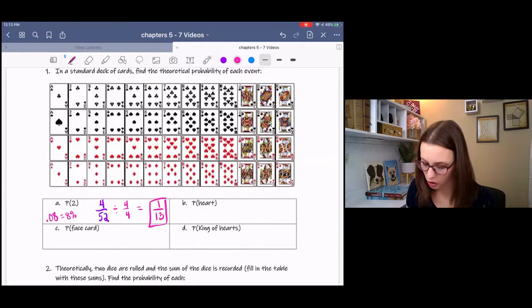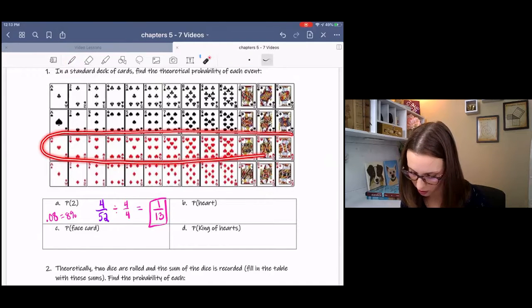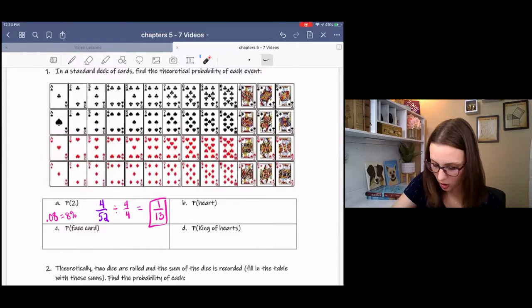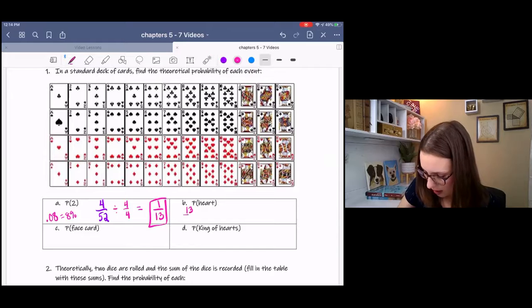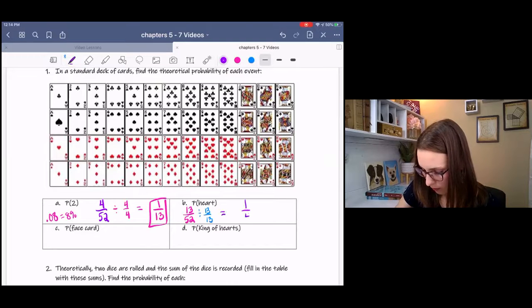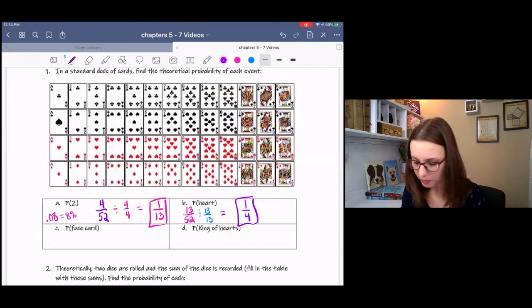When you come back, you should have, if we're looking at hearts, 13 hearts out of 52. Go ahead and reduce. And we get 1/4, which actually makes sense if you think about it logically.